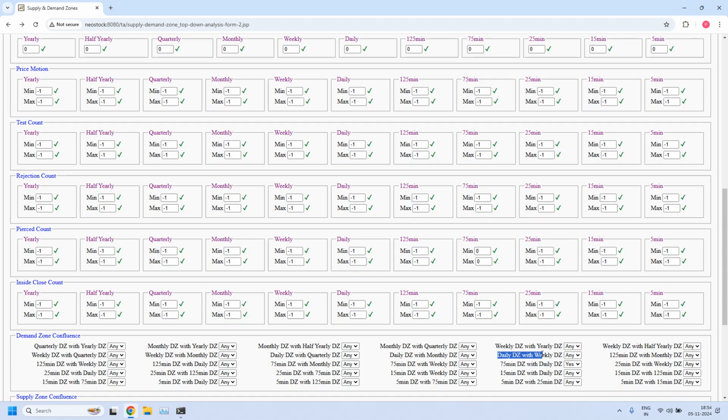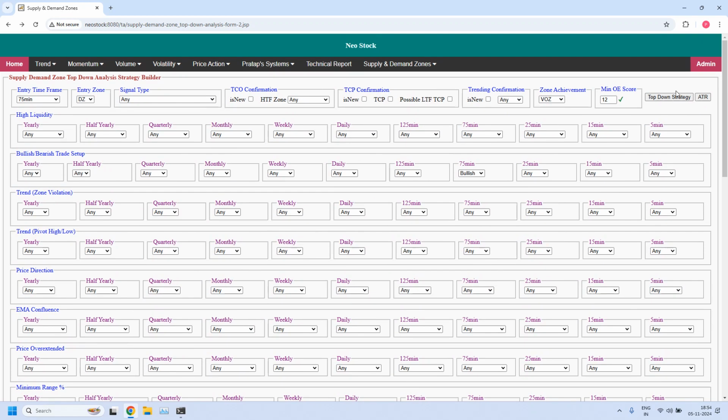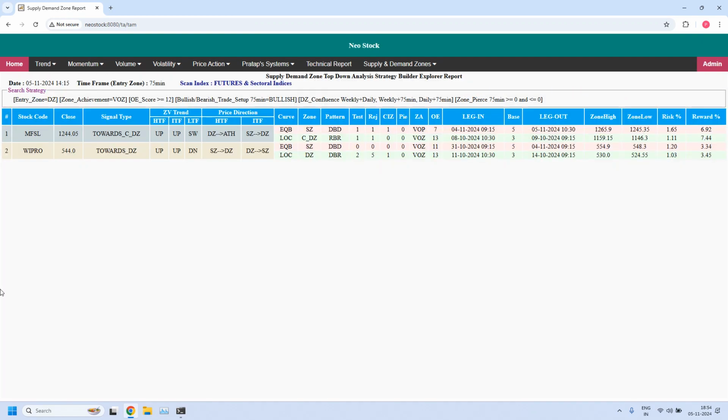Next, 75 with weekly, because it is weekly income trades. And next, daily with weekly demand zone. These three filters are enabled. Remaining are disabled. So that means 75 minutes, daily and weekly, these three demand zone confluence. We got two stocks.